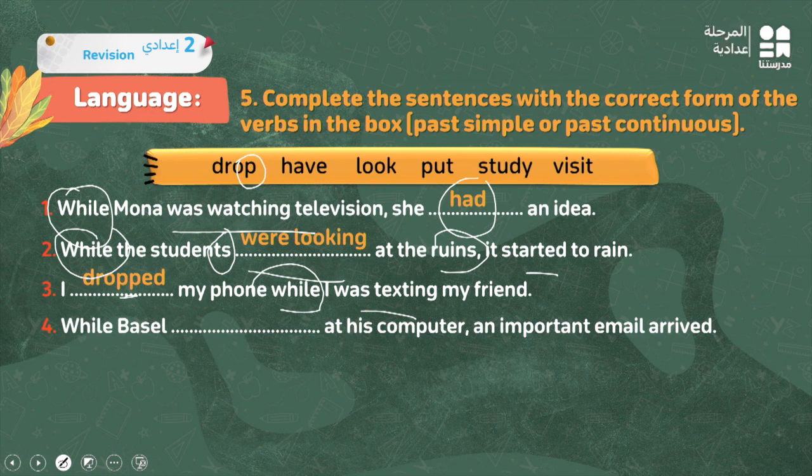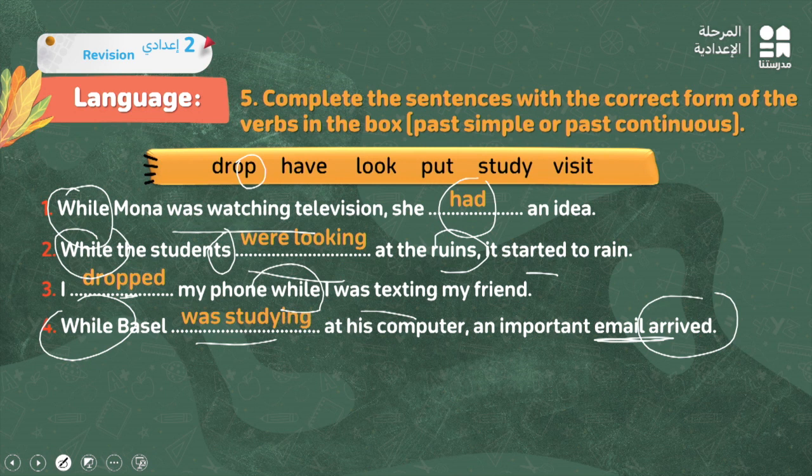Number four. While Basil space at his computer, an important email arrived. So here, what's the action do I have? The action I have here is already past simple, which refers to short action. So here, I have while. I shall add was or were plus the ing form of the verb. Was studying. While Basil was studying, something happened.